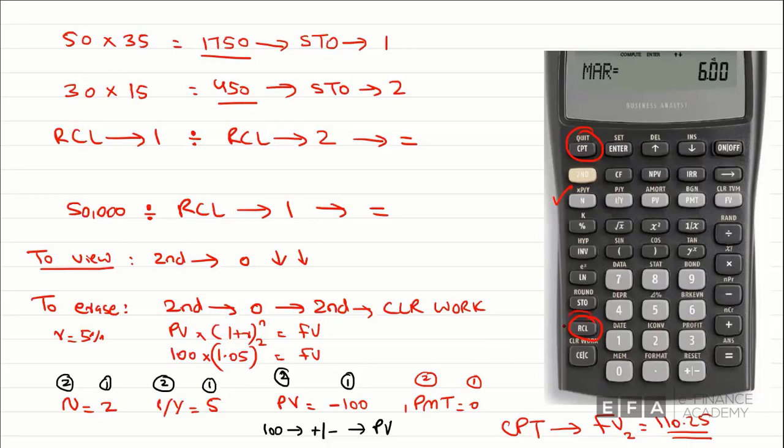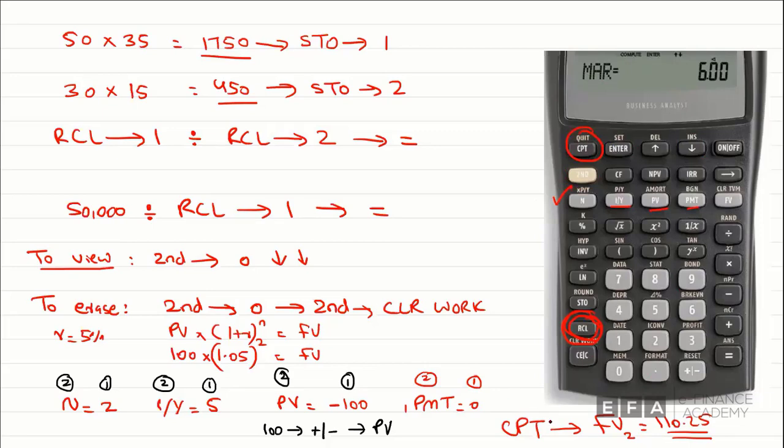Similarly, you can press recall and interest rate, recall and present value, and recall and payment. That should bring back everything that has been entered. So wherever you discover a mistake, you just need to replace that with a new number.